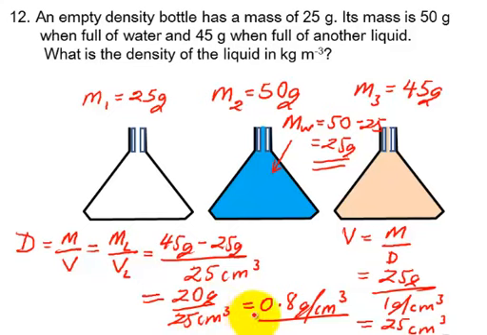Now, in order to convert grams per centimeters cubed into kilograms per meters cubed, we just need to multiply this value by 1000. And if we do that, it gives us 800 kilograms per meters cubed. So the density of the liquid is 800 kilograms per meters cubed.